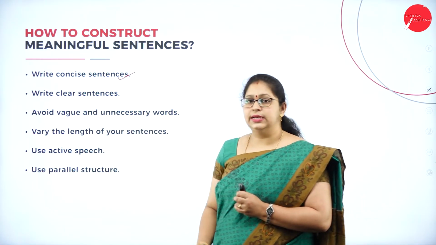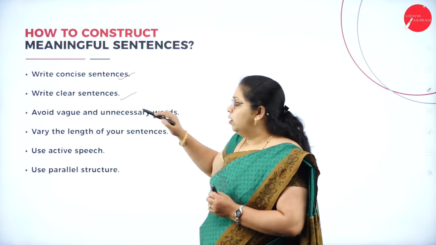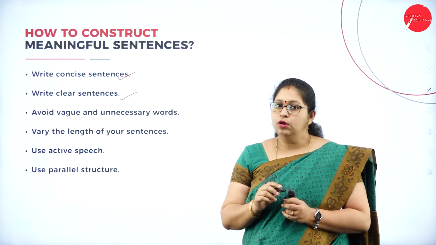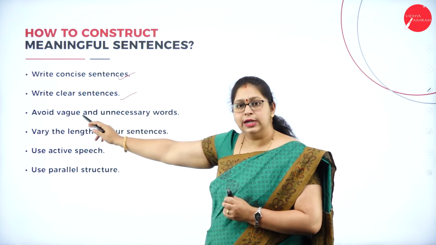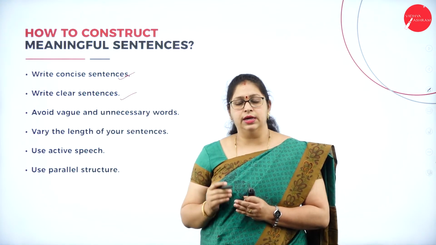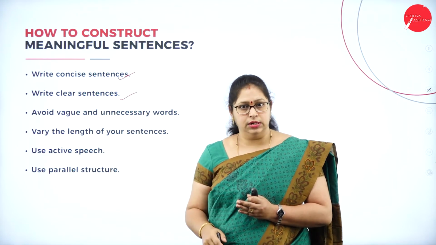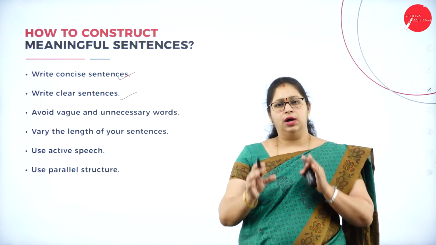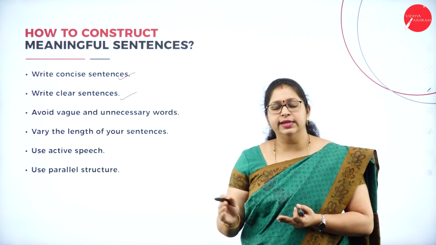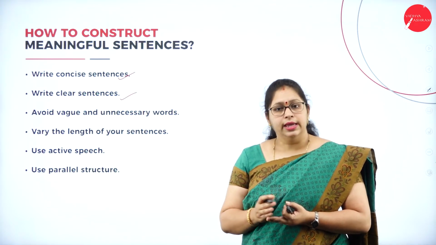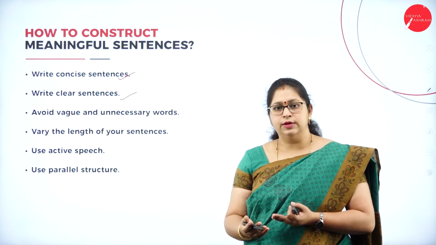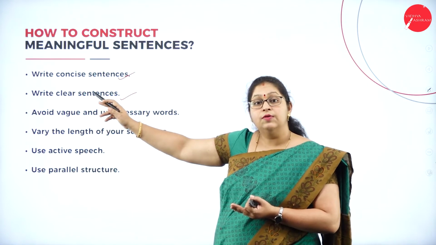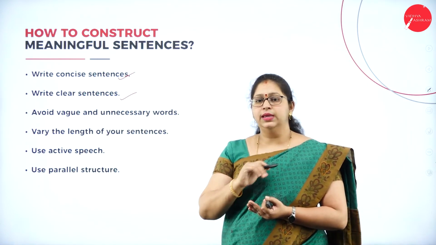Then write clear sentence. So the order should be proper. The word order in a sentence should be proper and it should be clear. If you want to call somebody here, it should be clear. Please come here or go there, do this work for me. Whatever you are saying, it can be any type of sentence, exclamatory, imperative or any kind of sentence. It should be clear what you are framing, why you are framing, that should be clear.